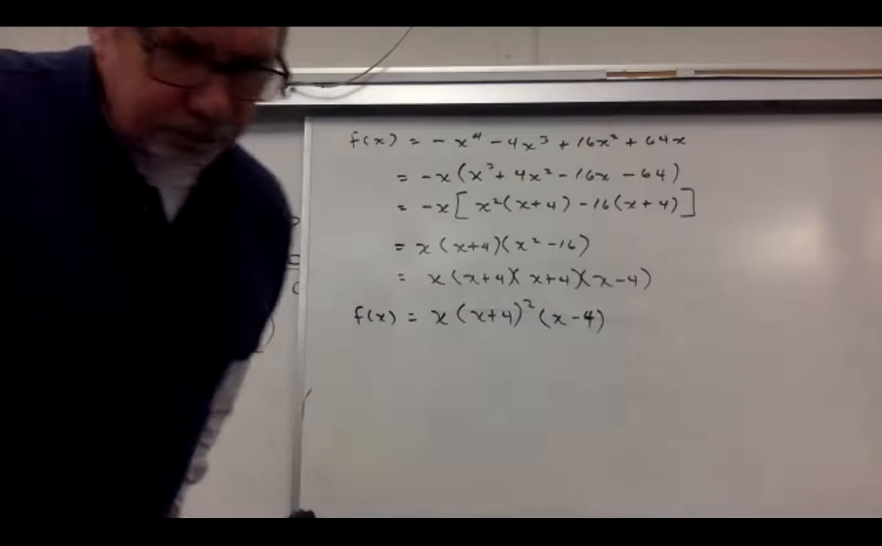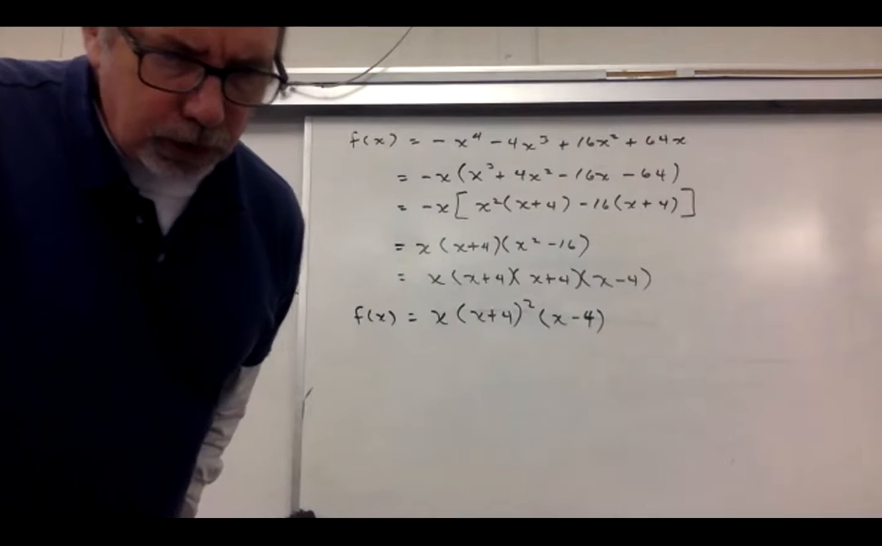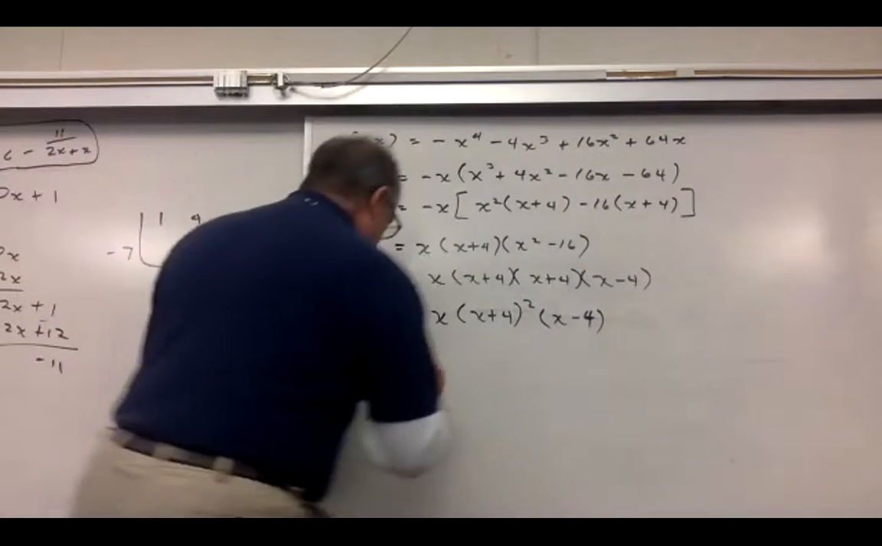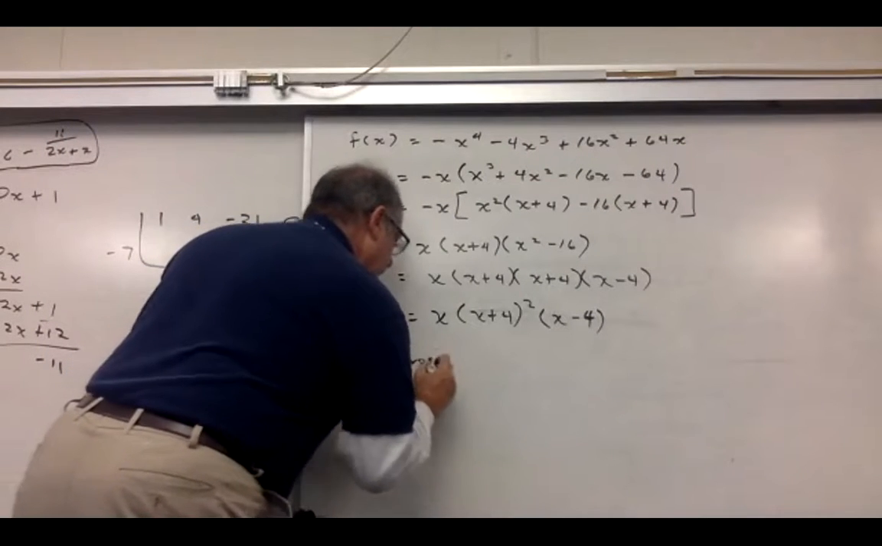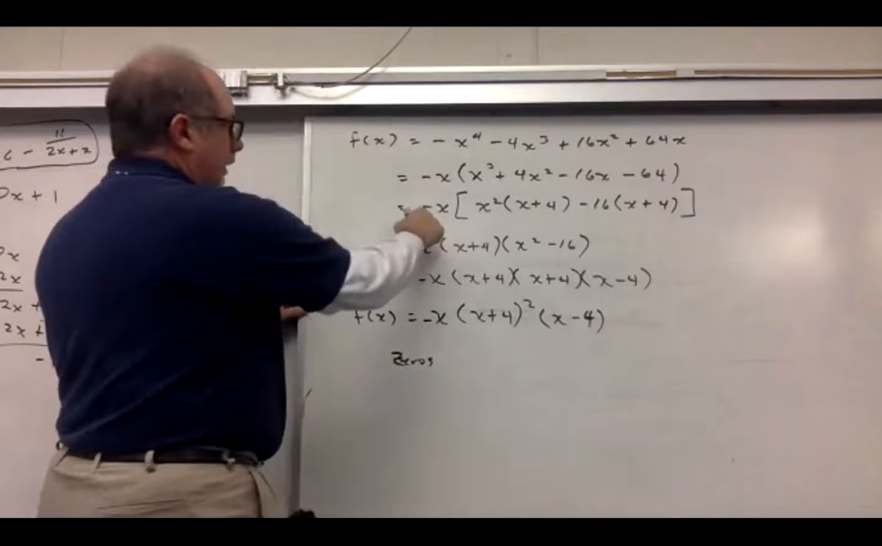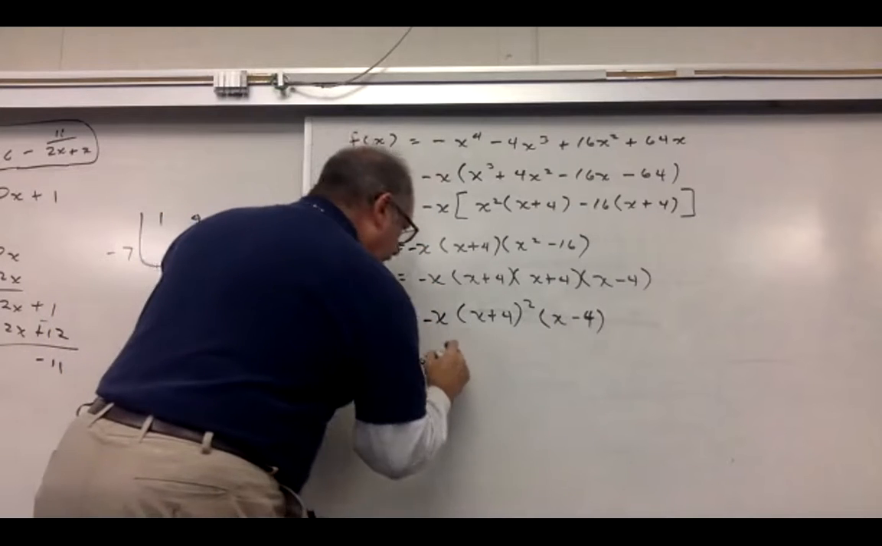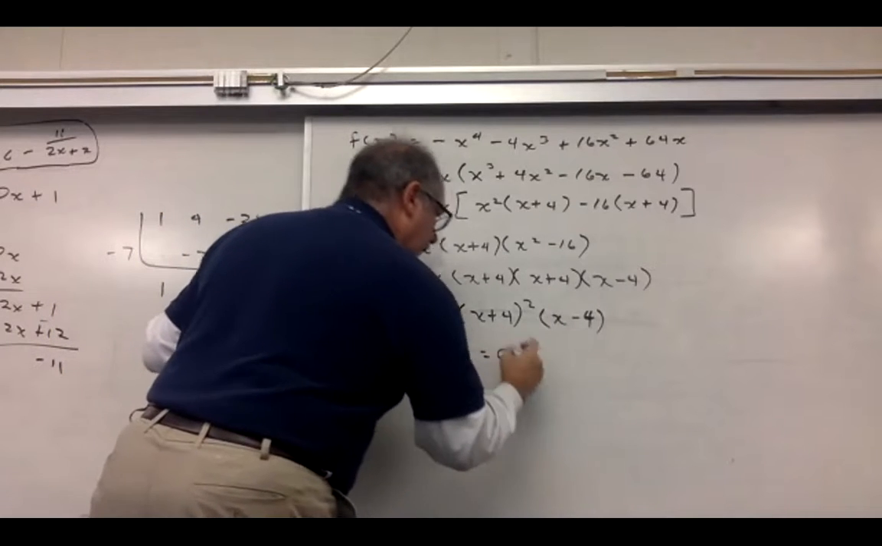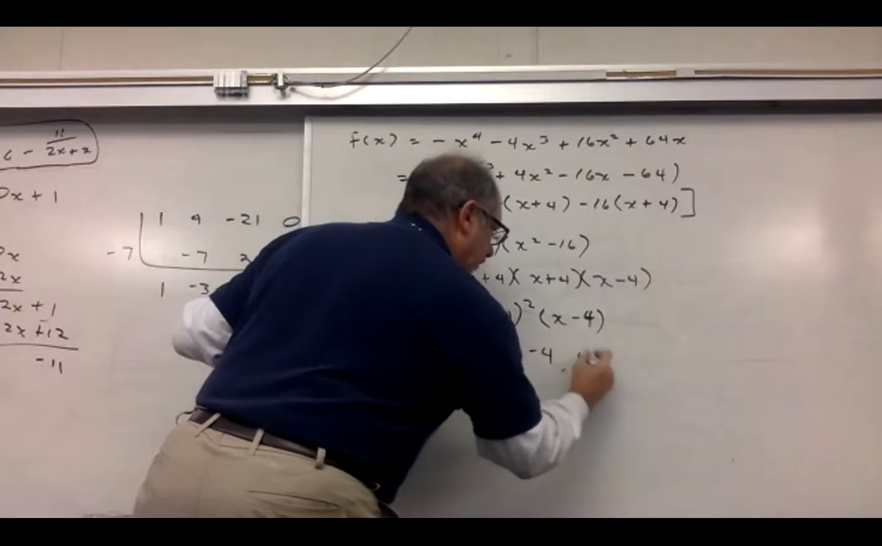Okay, so sketch the graph. All right, I have zeros. Oh, did I forget a negative sign? Yeah, I forgot a negative sign. Sorry, I forgot to carry the negative sign through. The zeros are x equals 0, negative 4, and positive 4.